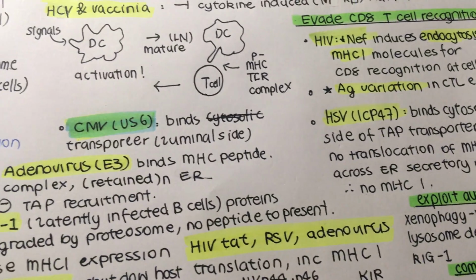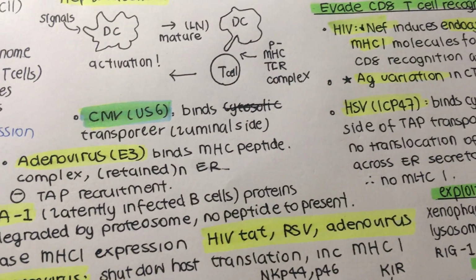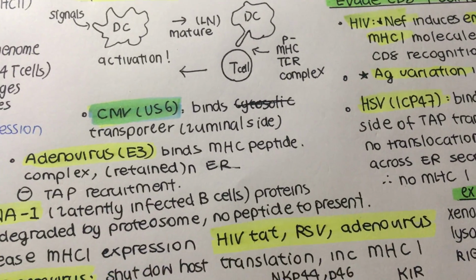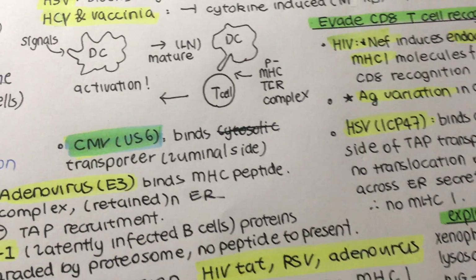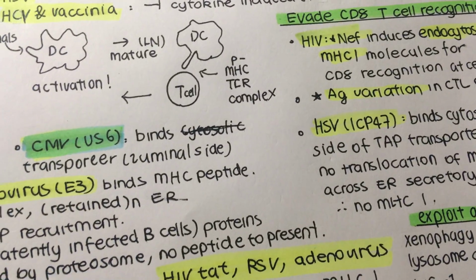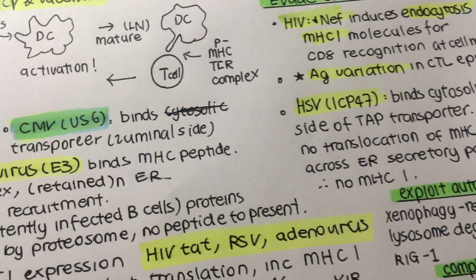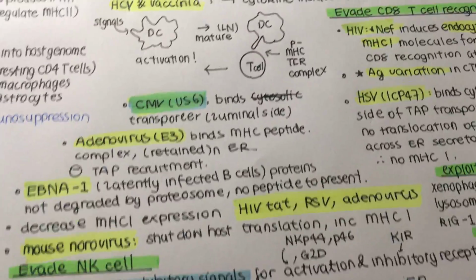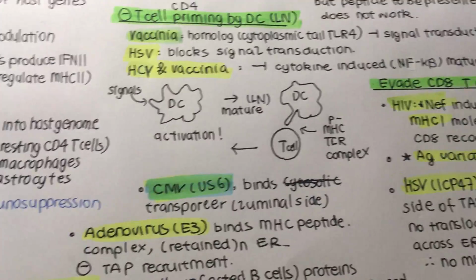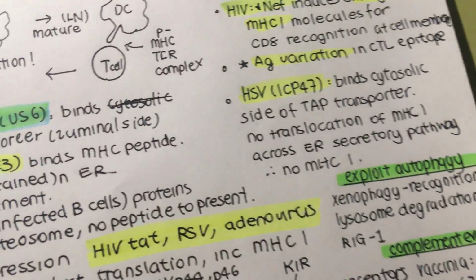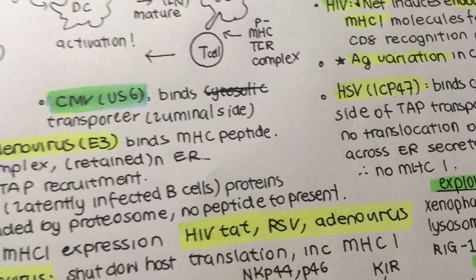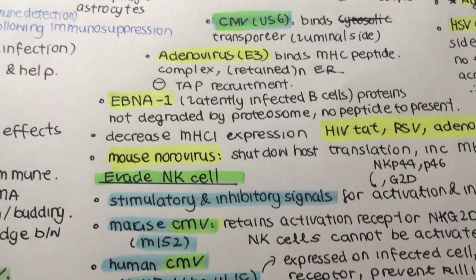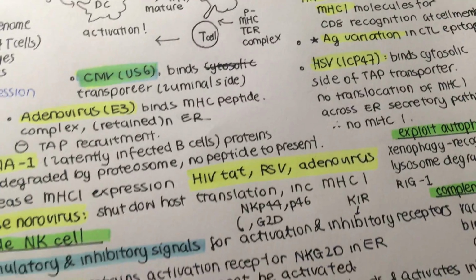EBNA virus in B cells prevents proteins from being degraded by the proteasome, so there is no peptide to be presented. And HIV TAT, RSV, adenovirus all decrease MHC1 expression. And mouse norovirus, in shutting down host cell translation, does that to MHC class 1 as well. So obviously if you are hiding from the T cells, you might still get attacked by the NK cells. So you need strategies to evade this.